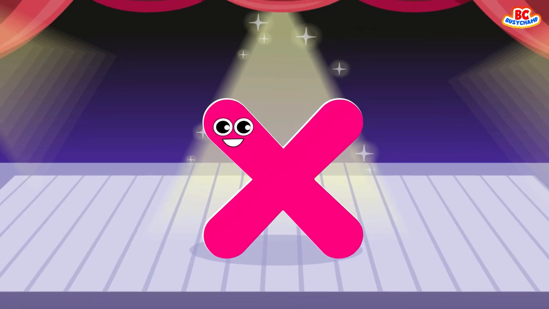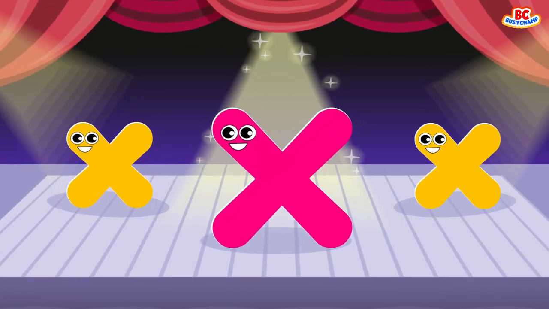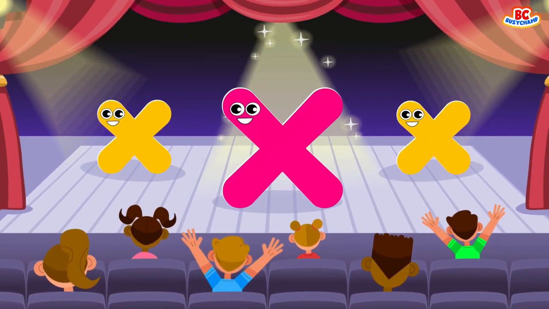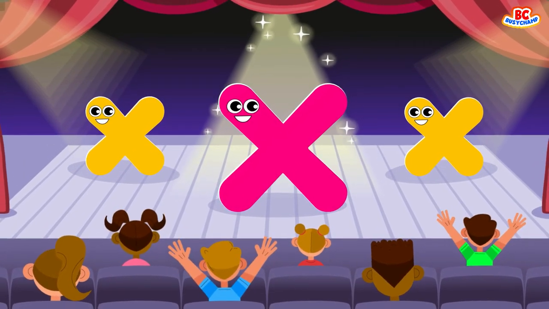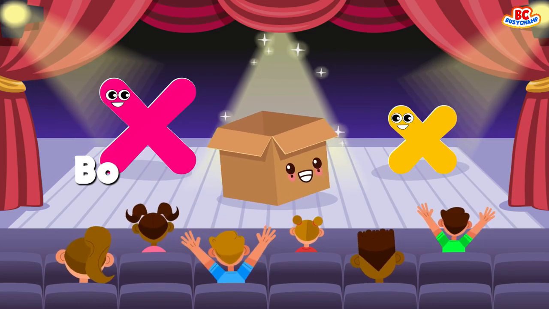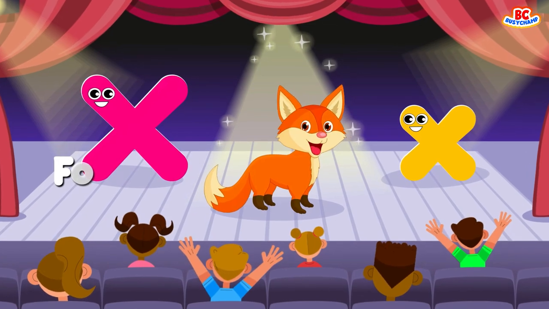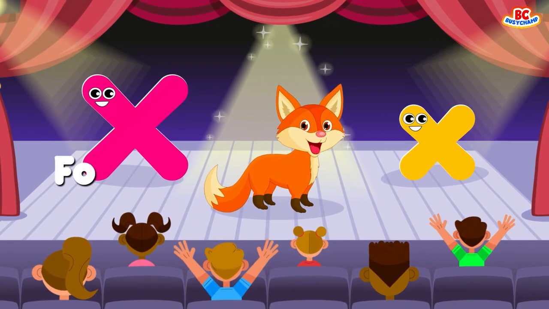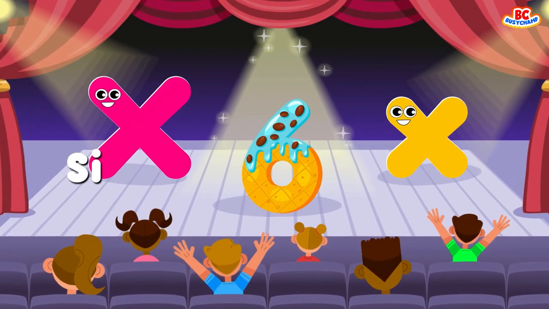X. The sound of letter X is X. X. X, X, box. X, X, fox. X, X, six.